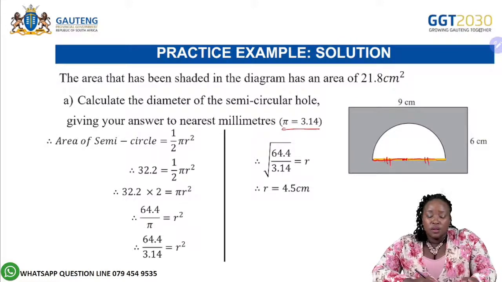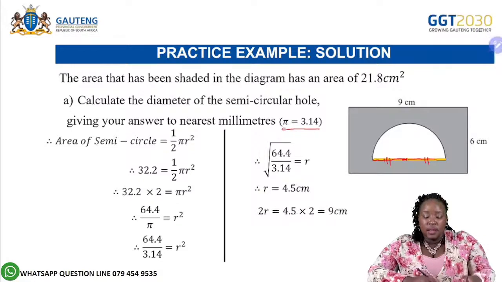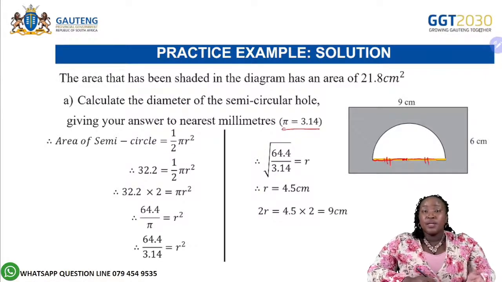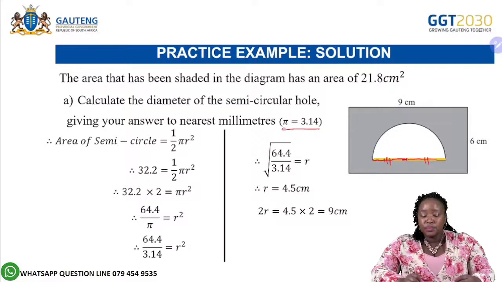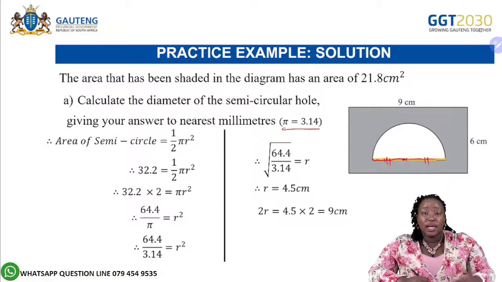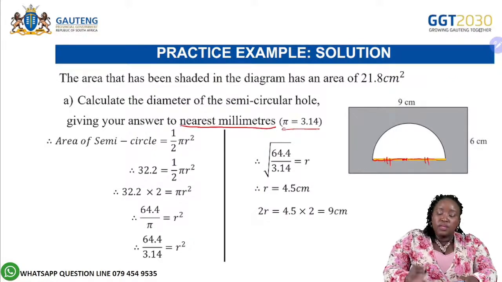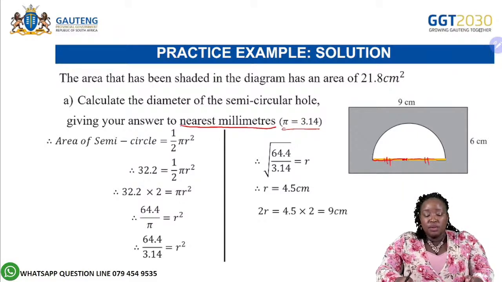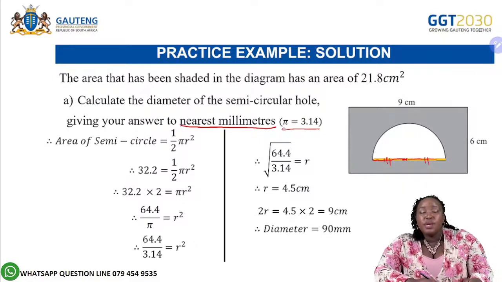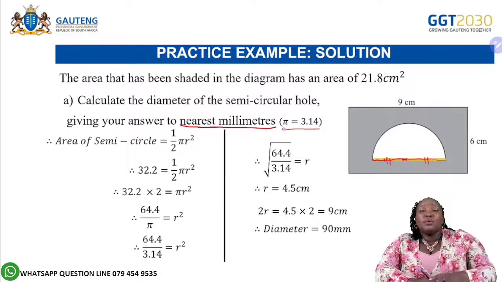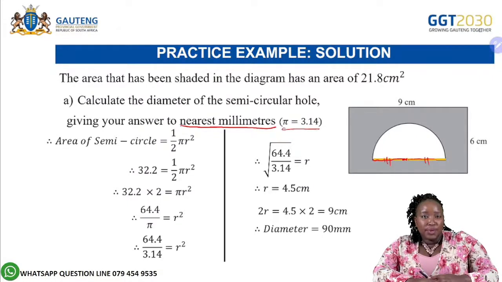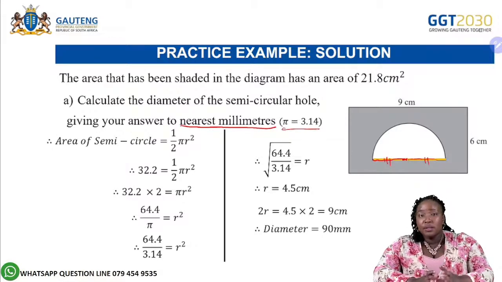Okay, once we've done this, the next part we multiply r by 2, because now remember we've just discussed that a diameter is 2 radii. So it will be 4.5 times 2, which gives you 9 centimeters. We go back, we read our question one more time. It tells us that we must give our answer to the nearest millimeter, right? So that means the 9 centimeters we calculated must be converted to millimeters, and that means the diameter is equal to 90 millimeters, okay?